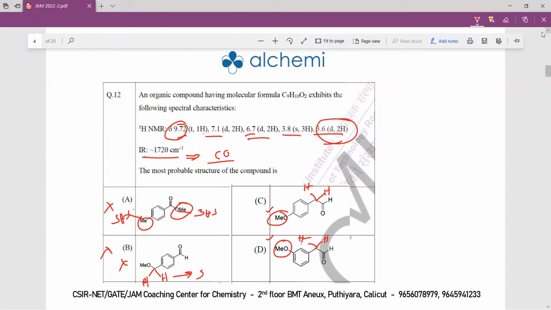If you go for option D, you can see this hydrogen, this hydrogen, this hydrogen, and this hydrogen. All 4 hydrogens are in different environments, so it should give 4 different peaks in the aromatic region. Option D will give you 4 different peaks. But in option C, only 2 peaks are possible in the aromatic region. So these peaks match option C. So the answer is option C.